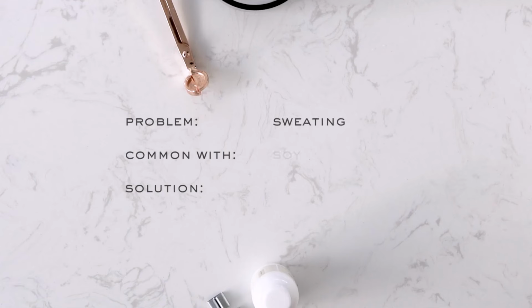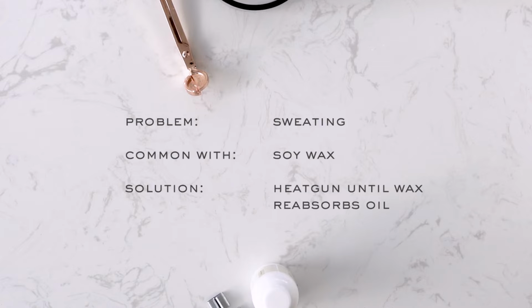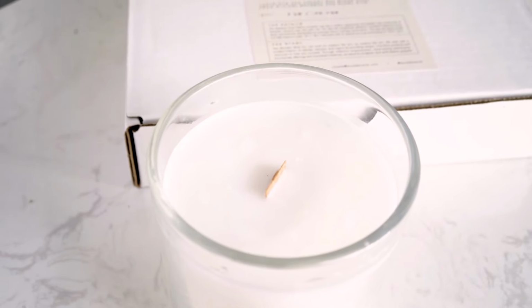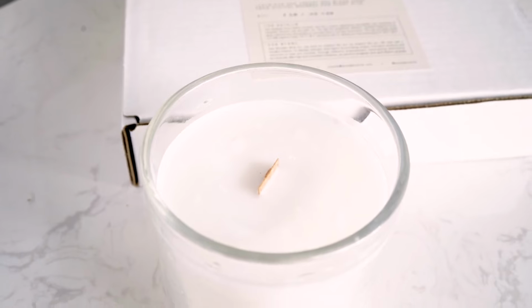First, sweating. This is when the fragrance separates from the wax, often collecting on top of a container candle in small beads or even a small pool. This is fairly uncommon, but is often caused by rapidly moving a candle from one temperature to another. Soy wax is most sensitive with extreme temperature changes. To fix sweating, simply use a heat gun and gently move it over the surface of your candle until the wax has completely liquefied and the fragrance oil is reabsorbed into your wax.